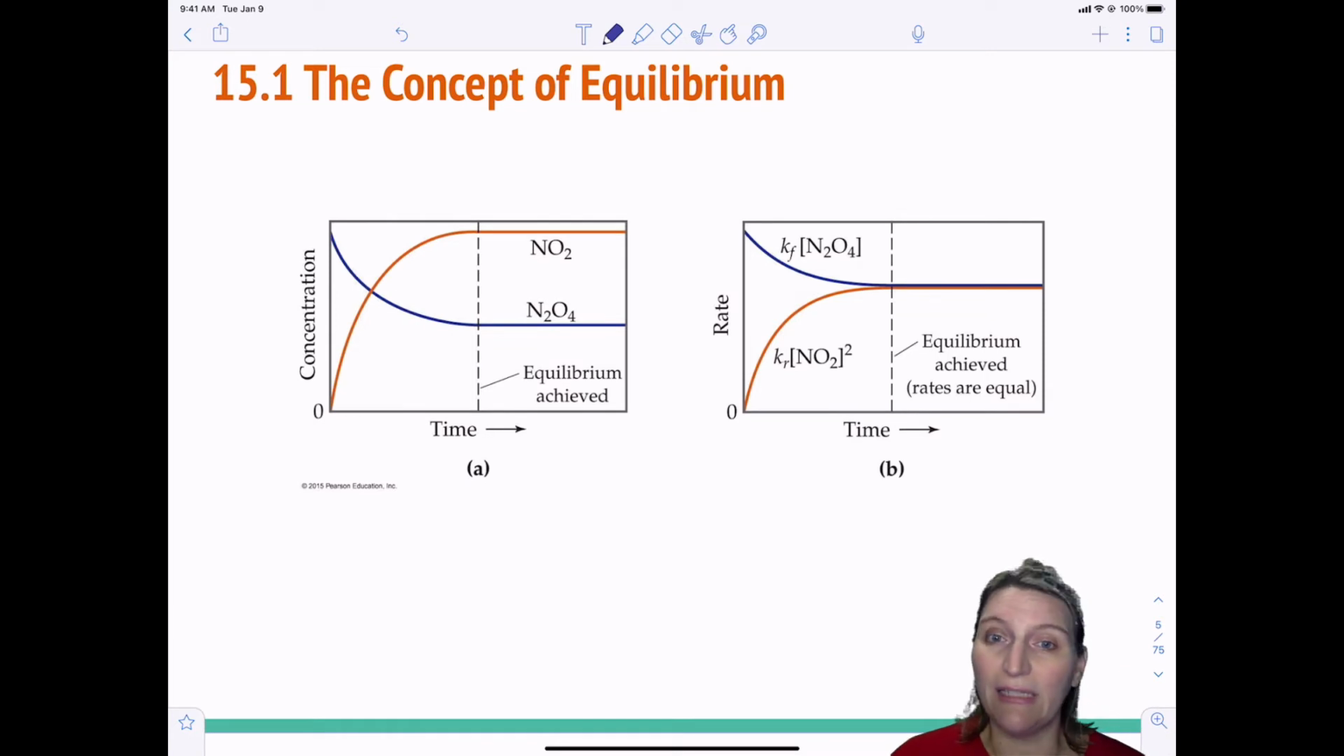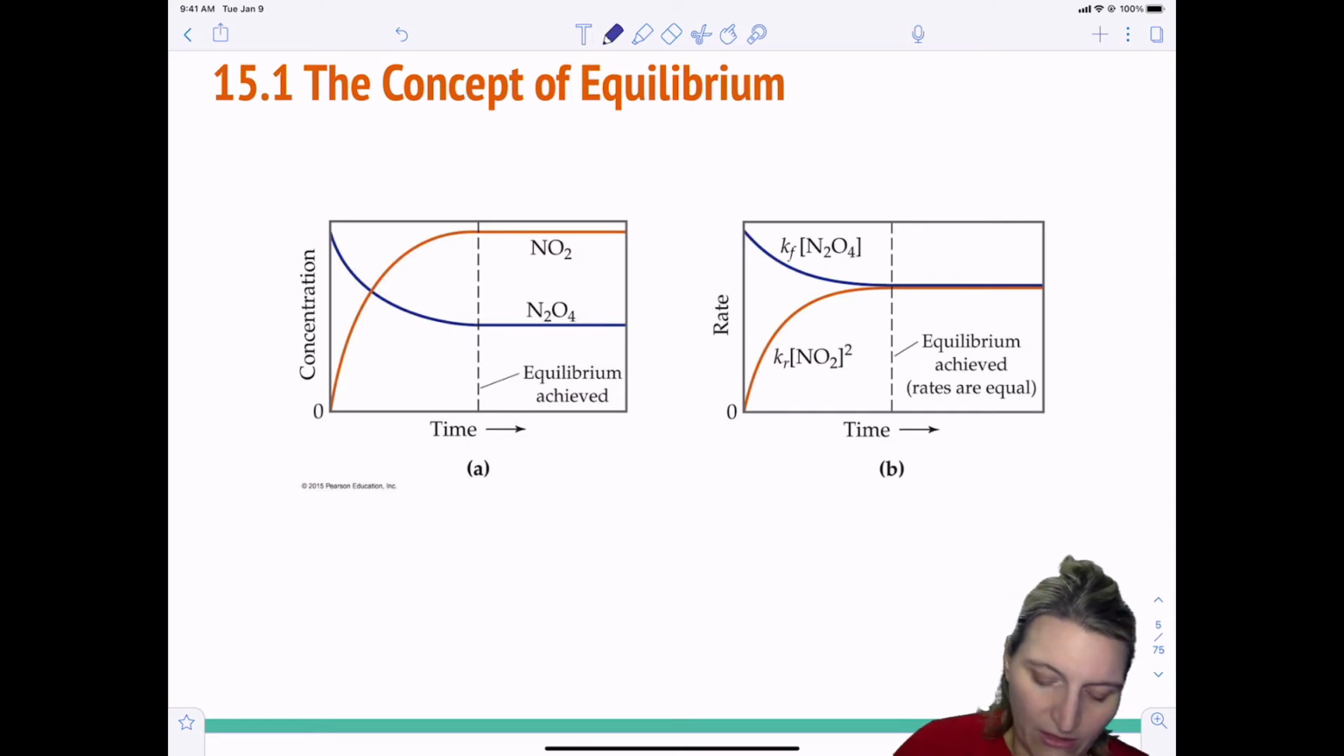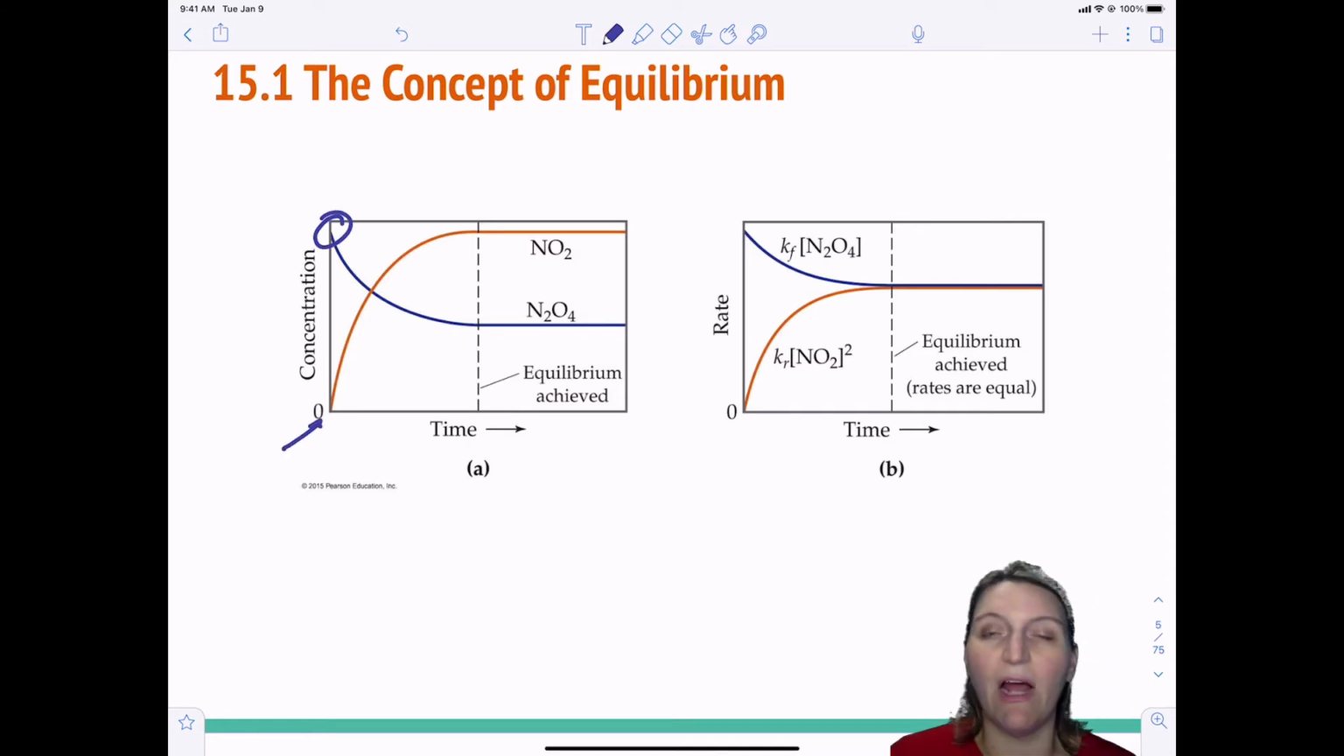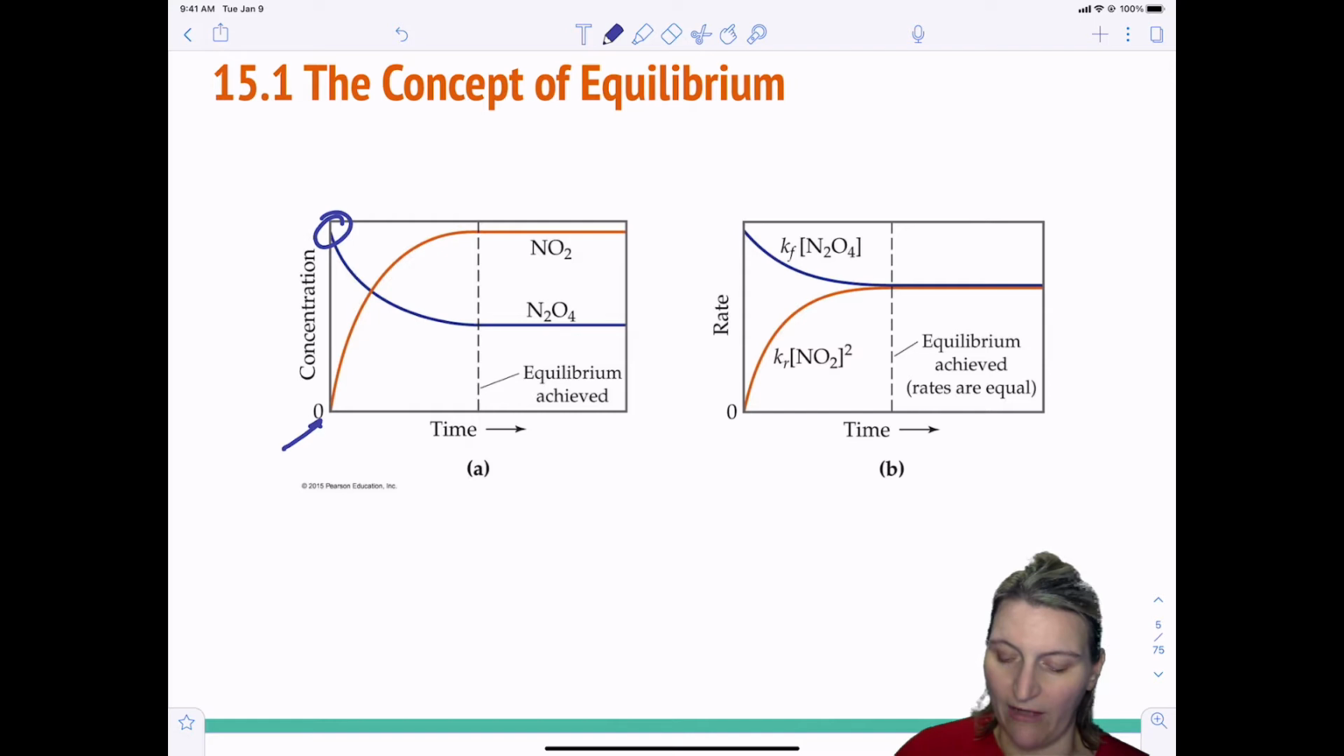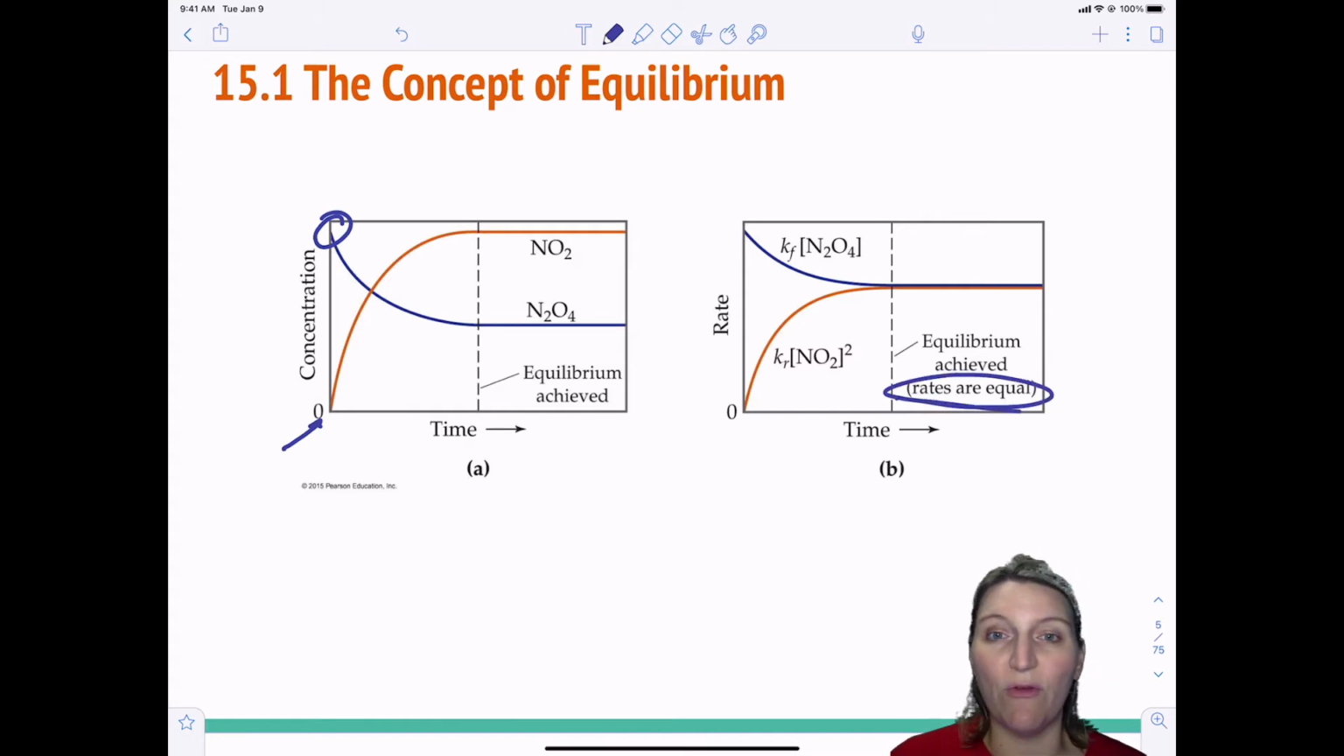This is that same reaction, the nitrogen dioxide and N2O4. You can see here, look at the starting time. So we started with all of the colorless N2O4, and over time, this would be at a specific temperature, it decomposed into NO2, and at some point, the amounts of NO2 and N2O4 sort of stopped changing. They leveled off. And that is not because the reaction stops. That's because the forward reaction happens at the rate of the reverse reaction, right? Equilibrium is when the rates are equal.